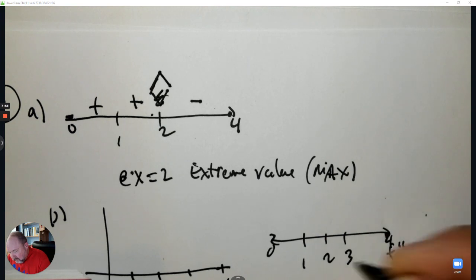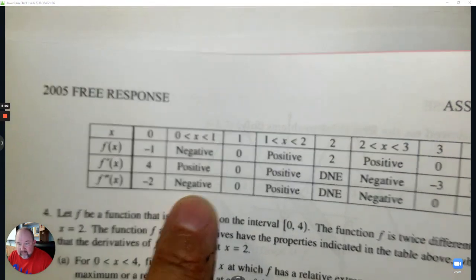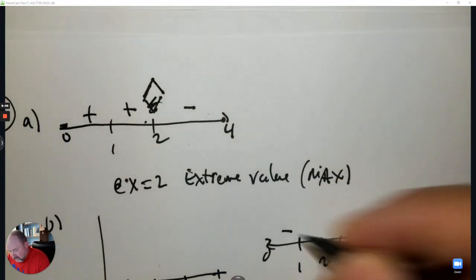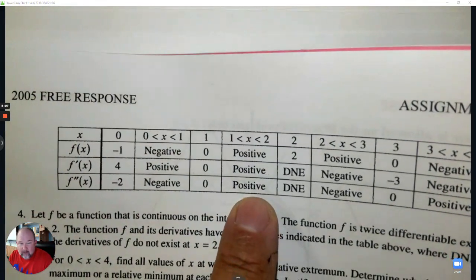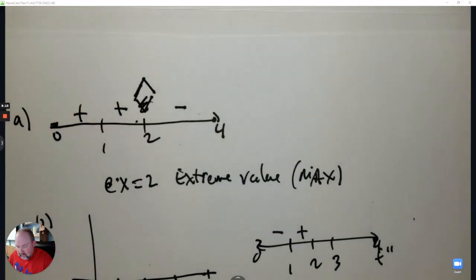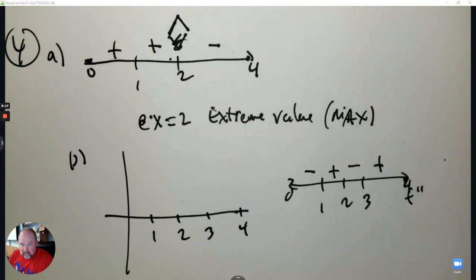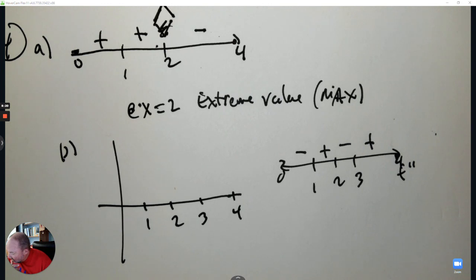1, 2, and 3. And then from 0 to 1, it's negative. From 1 to 2, it's positive. We're looking at concavity. From 2 to 3, it's negative and then positive. So it keeps flipping back and forth. And we know it increases up to 2 and then goes down. We don't have any points, right? Oh, we do have a point.